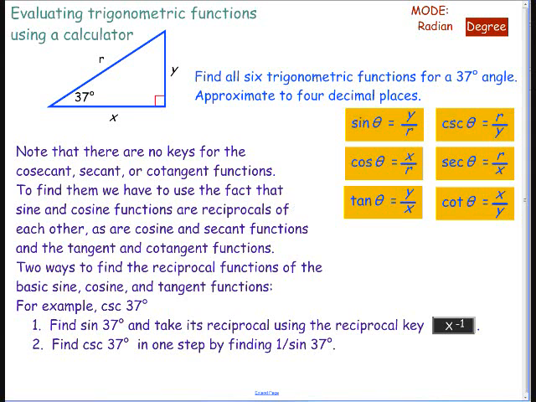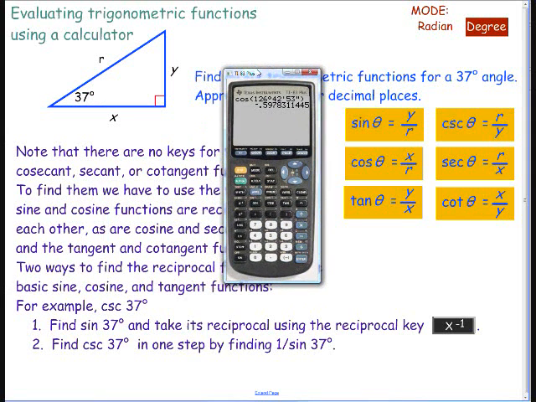So, for example, if I want to find cosecant of 37 degrees, what do I know about it? It is the reciprocal of the sine of 37 degrees. So what I can do is, let me make sure I'm still in the right mode. I am. I can find the sine of 37 degrees. That's not what I want, really. What I want is the reciprocal of this. Here's the reciprocal key. I can use that.